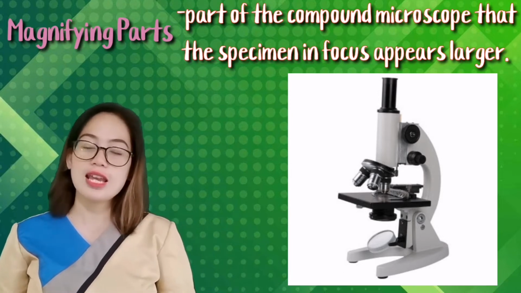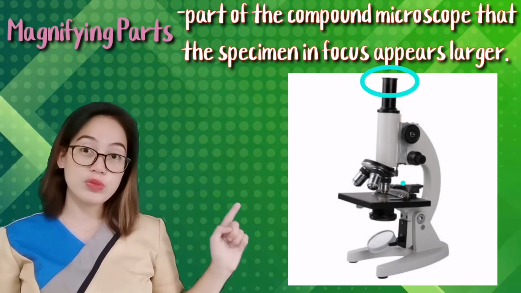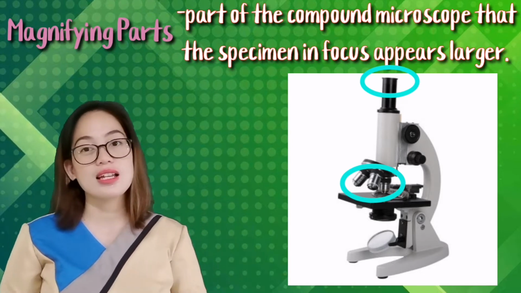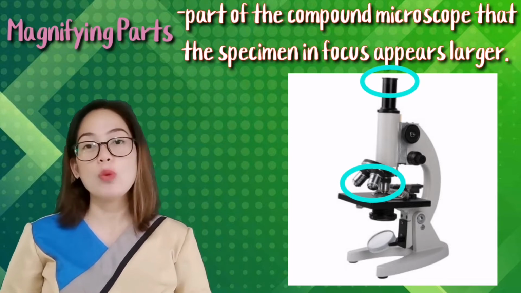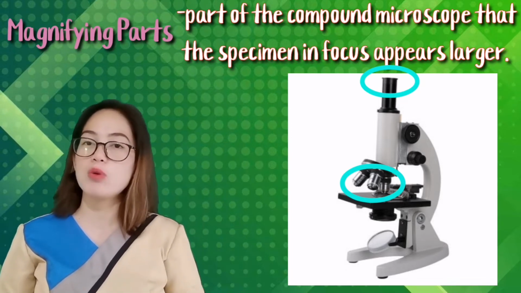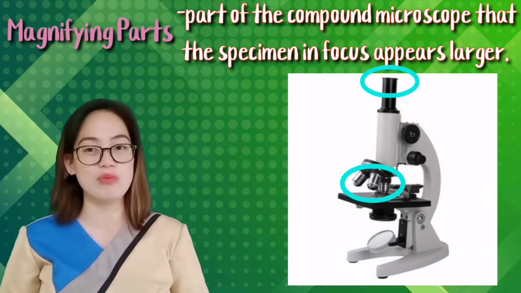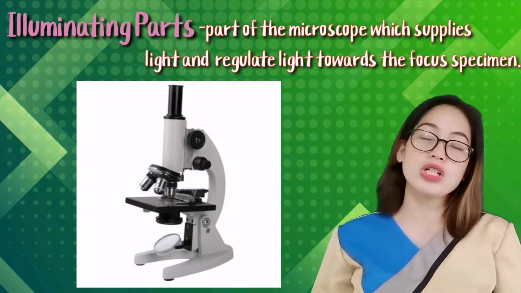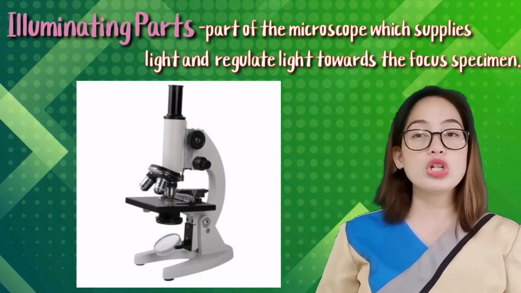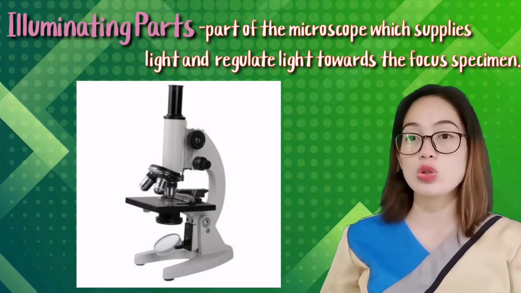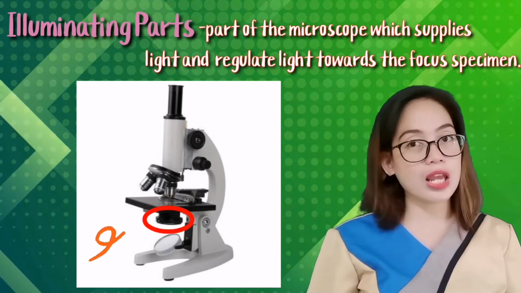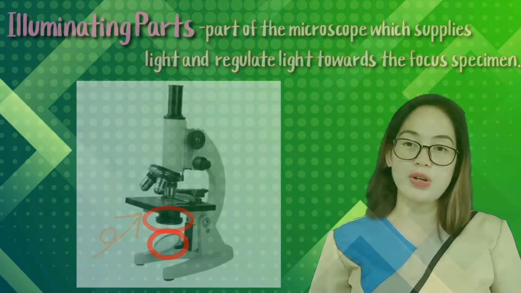This includes the eyepiece and the objective lenses, wherein under the objective lenses we have the scanner, the low power objective, the high power objective, and the oil immersion objective. Under the illuminating parts, these are the parts of the microscope which supply and regulate light towards the focused specimen. This includes the diaphragm, the stage condenser, and the mirror.